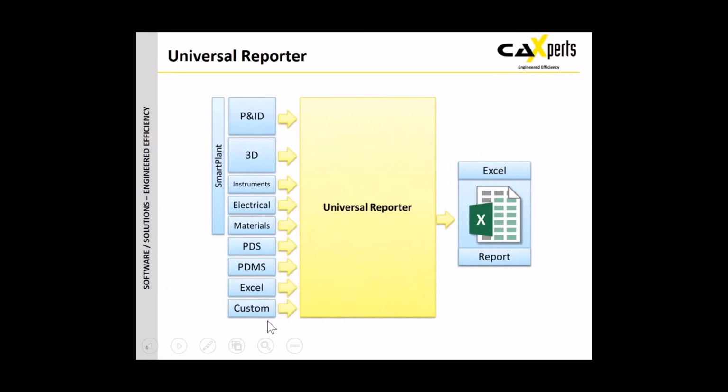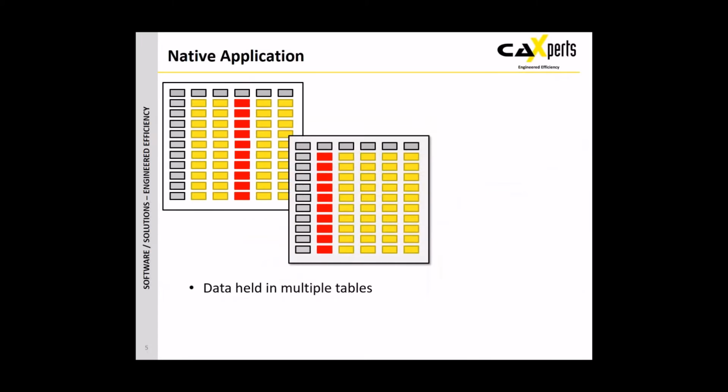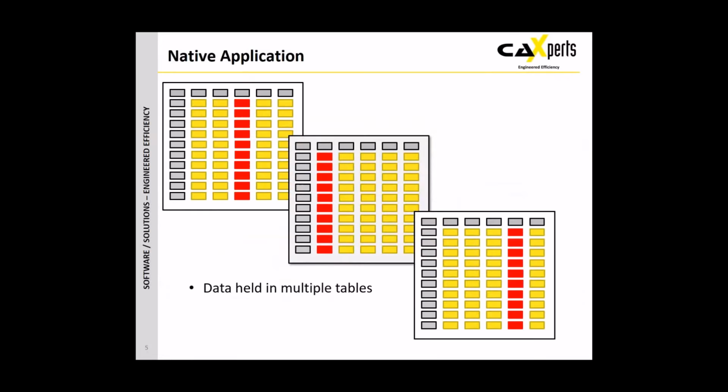Now you can see this graphic here really explains that we have a number of adapters that allows us to read information into our Universal Reporter and then generate Excel reports. What is not always clear is that if we're thinking about the native application, SmartPlant P&ID, SmartPlant 3D, SmartPlant Materials, or anything else, that native application usually stores data in multiple tables. And so really you need to have good knowledge of that data structure to be able to pull together reports to contain the information that you want to see.